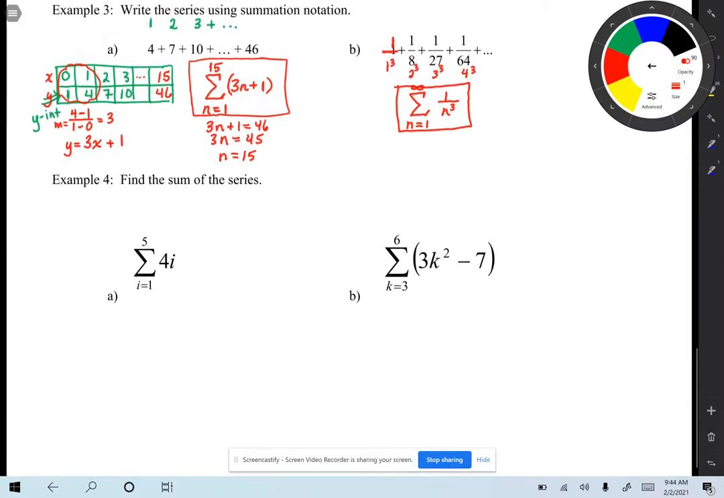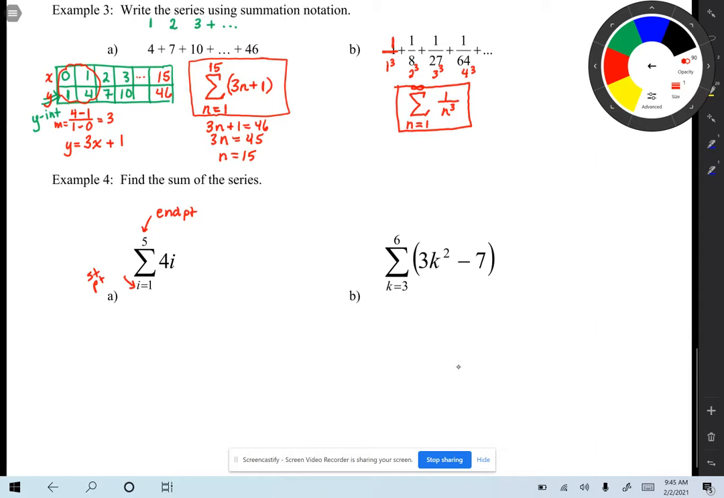Okay, in the last two examples, find the sum of the series. I like this part. This part's easy for me, and most students love it. If you look at A, that's the sum of 4i from 1 to 5. That's how you'd read it. So you are going to add 5 numbers together. You start at 1, so remember, starting point, end point. You're going to replace i with 1, and then with 2, then 3, then 4, then finally 5.